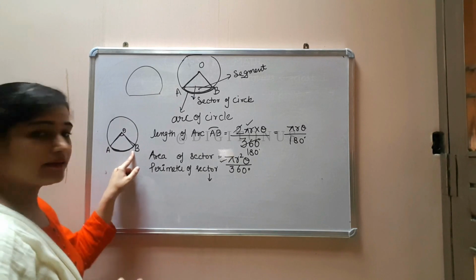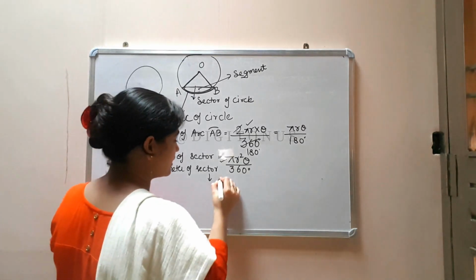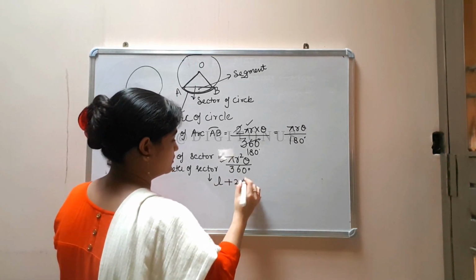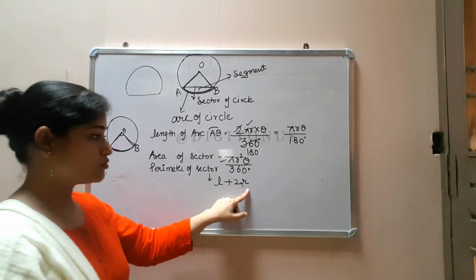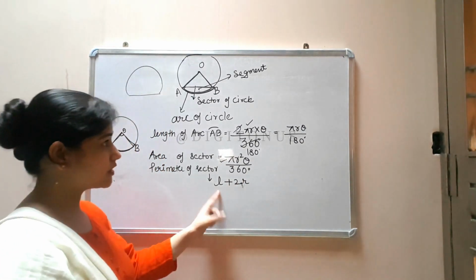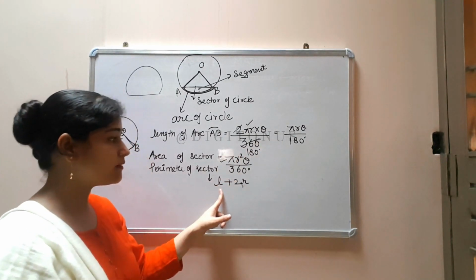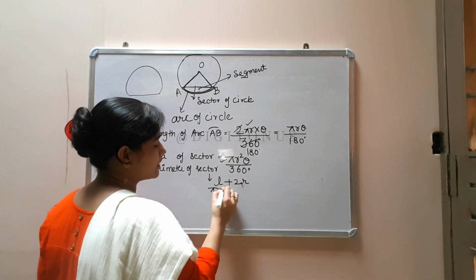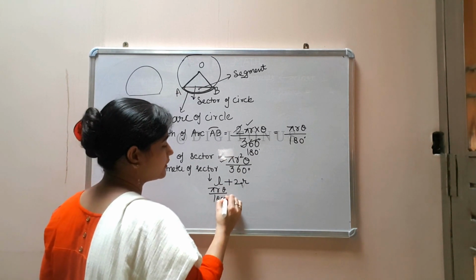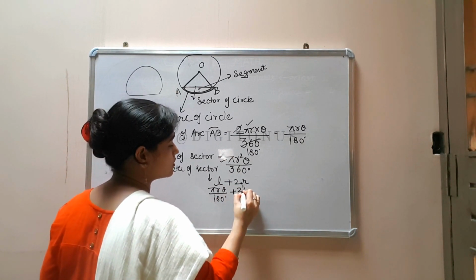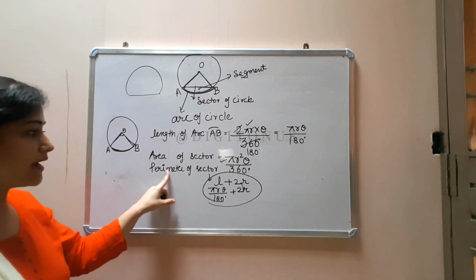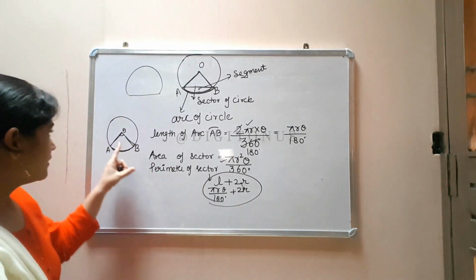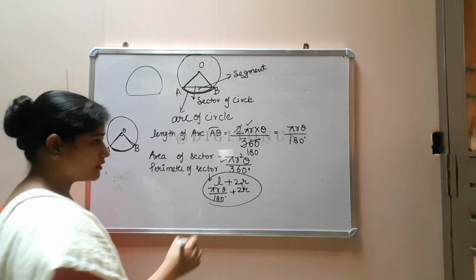तो ये part तो क्या है? Length of the arc. So L plus 2r. There are two radius, so length plus 2r if length is given. If length is not given, then you can write this formula. So what will be the formula? Pi r theta upon 180 degree plus 2r. So this is the formula of finding perimeter of sector.